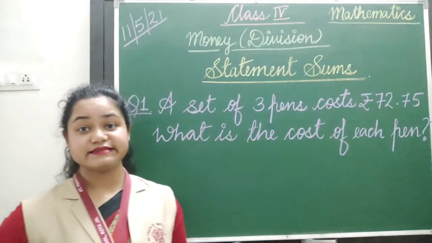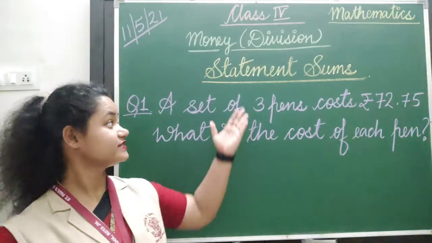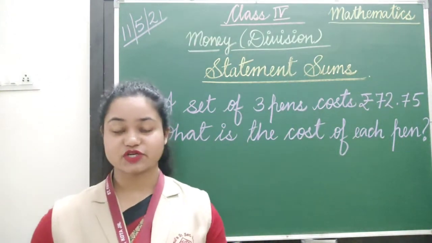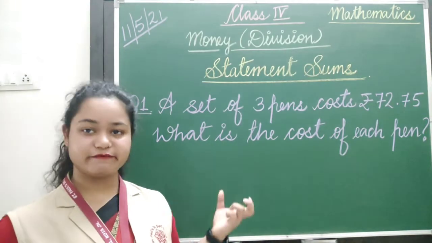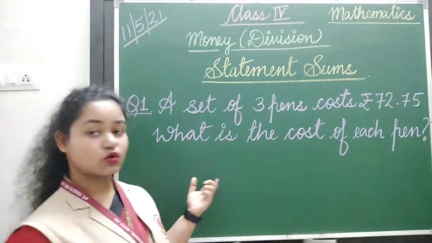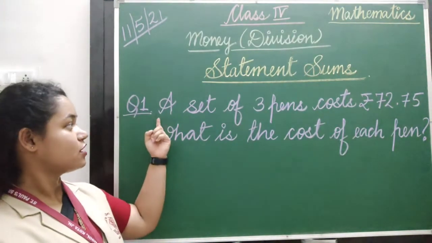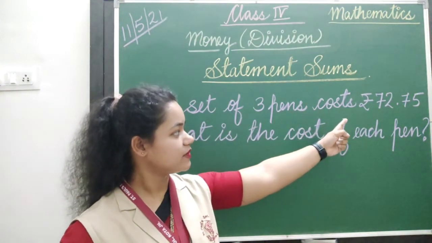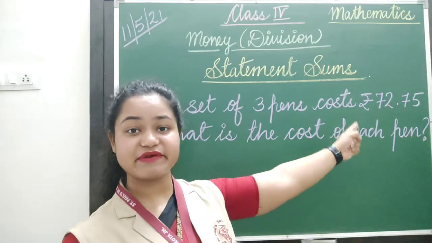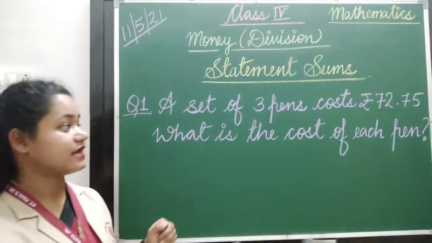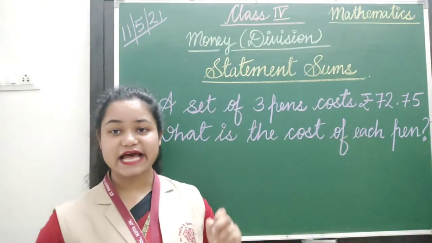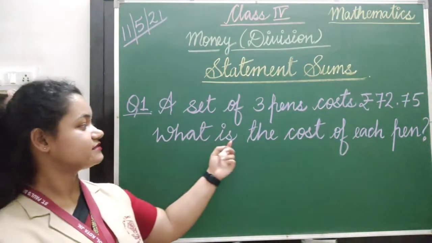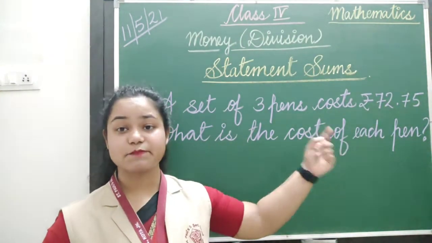Now, let's see the next topic, which is statement sums. Okay? Now, these statement sums are also based on division only. Okay? So, the very first question is, a set of 3 pens costs rupees 72.75. Okay? That means 72 rupees and 75 paisa. Okay? What is the cost of each pen?